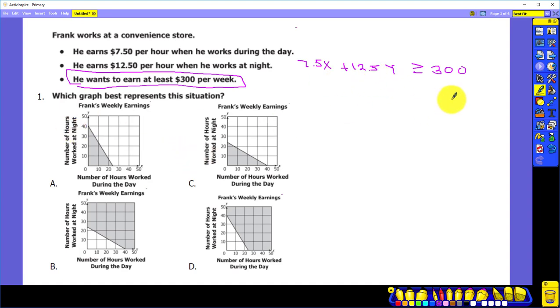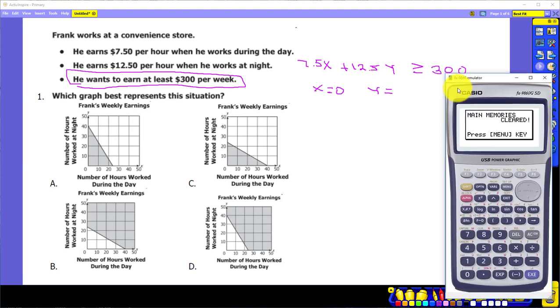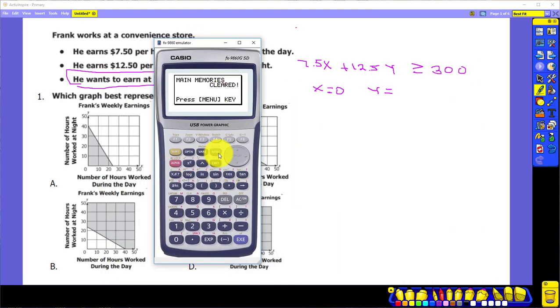Alright, so we have to graph this inequality and match which will be the correct answer. So I'm going to solve this using x and y intercepts. So if x is equal to 0, what will be the value of my y? If x is 0, I will get 12.5y equals 300. So divide both sides by 12.5. Let's divide 300 by 12.5 and we are going to get 24.